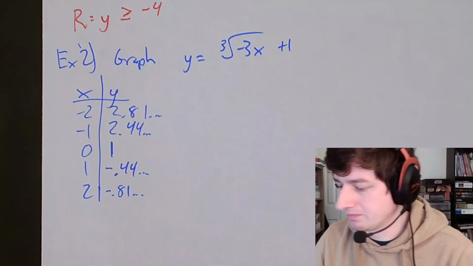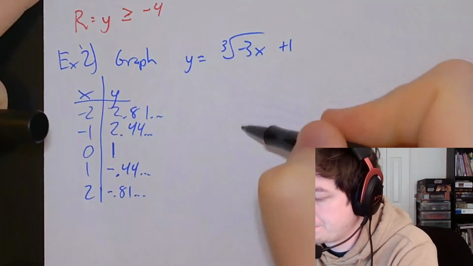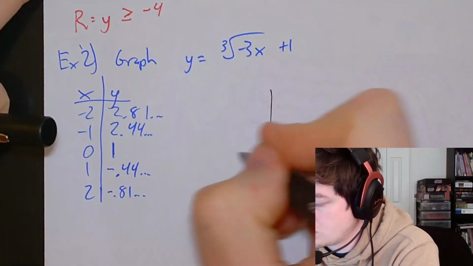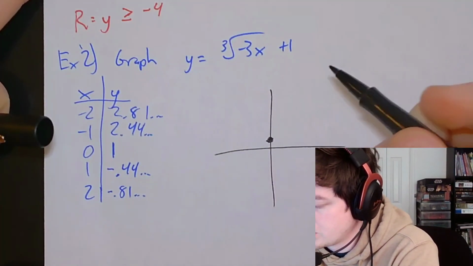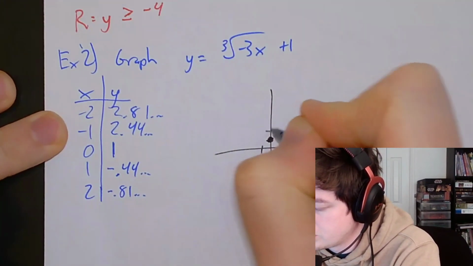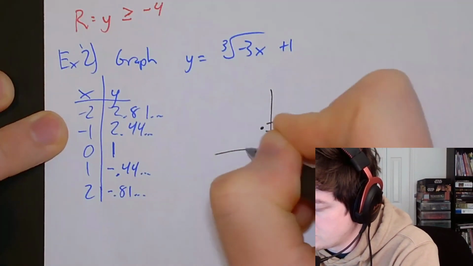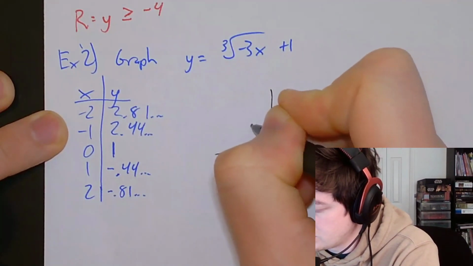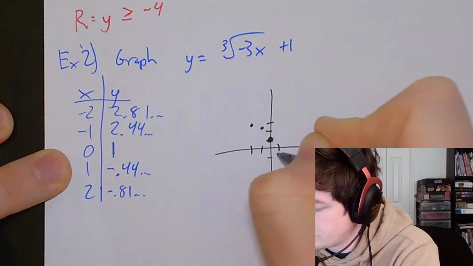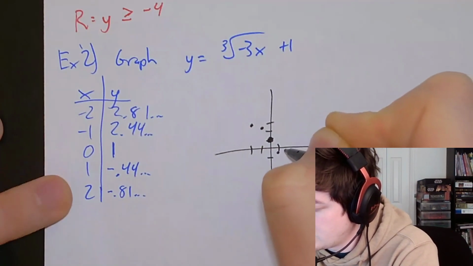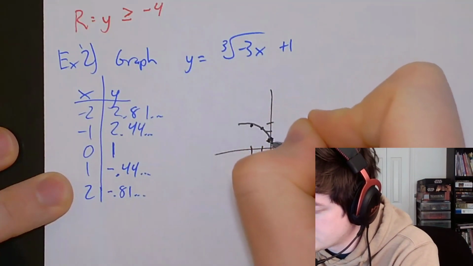So then we just graph it. Go blank coordinate plane. So 0, 1 is right here. -1, 2.4 is right here. And -2, 2.8 is right there. And then 1, -0.44 is about there. And 2, -0.8 is about there. So we get this curve.